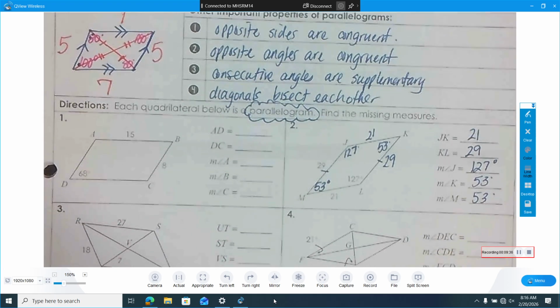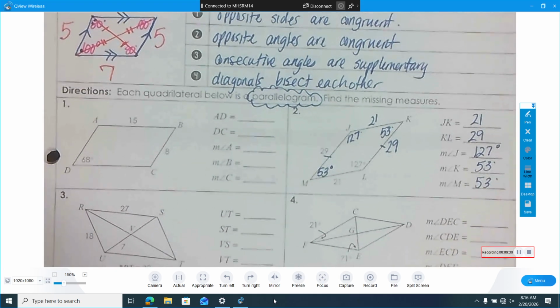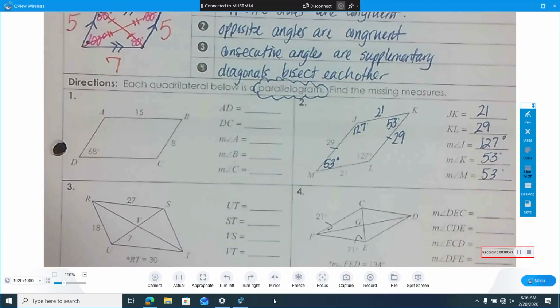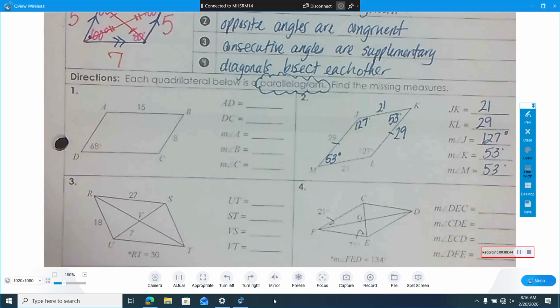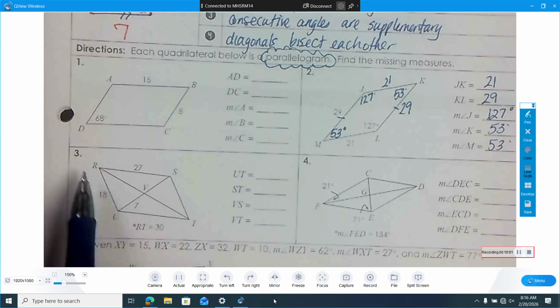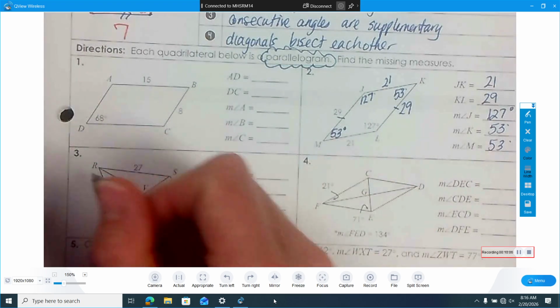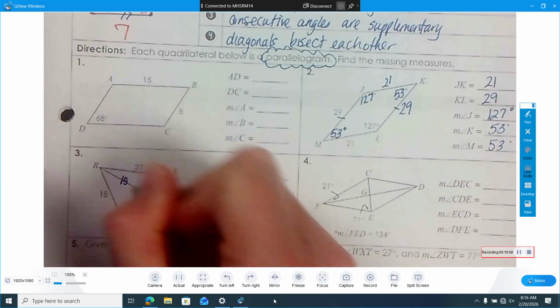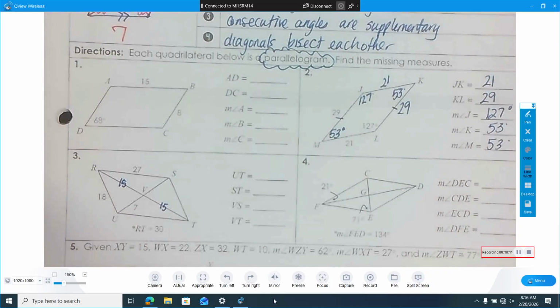Very good. Let's look at number 4. No, I see. Let's do number 3. Okay, we've got some 18, some 27, and then there's this little extra information down here. It says RT is 30. What is RT? The diagonal, okay. So RT is the diagonal. The whole thing is 30. What happens to the diagonals? It gets cut in half. So both sides are 15. So I'm going to go ahead and draw that on so I can put that in my picture here.